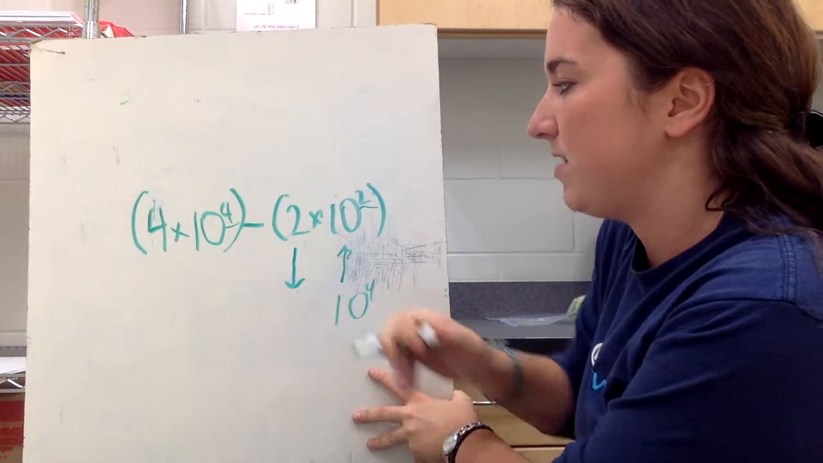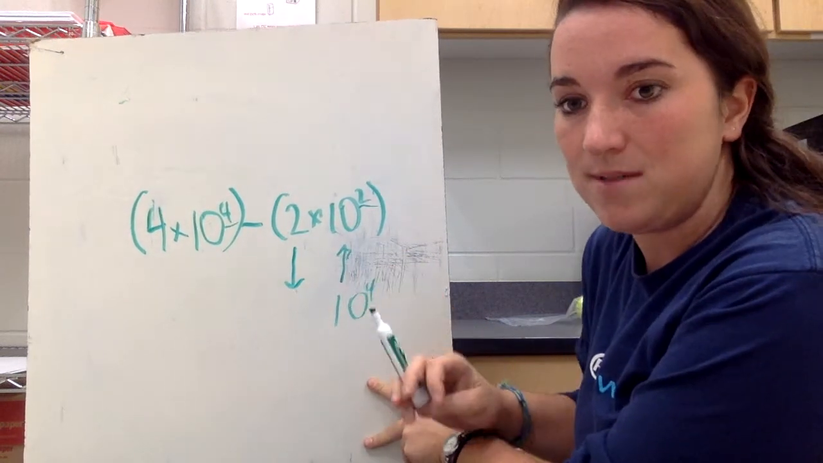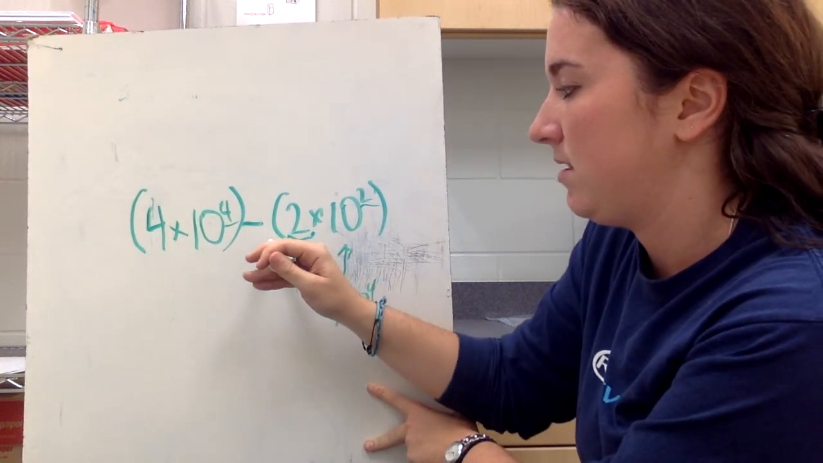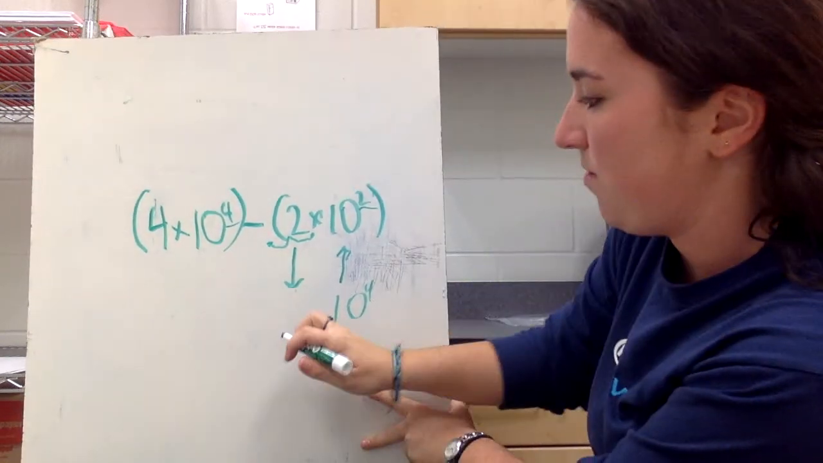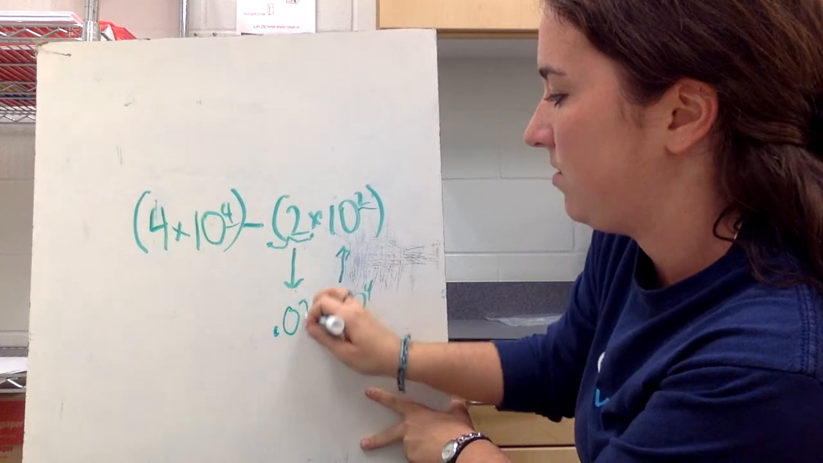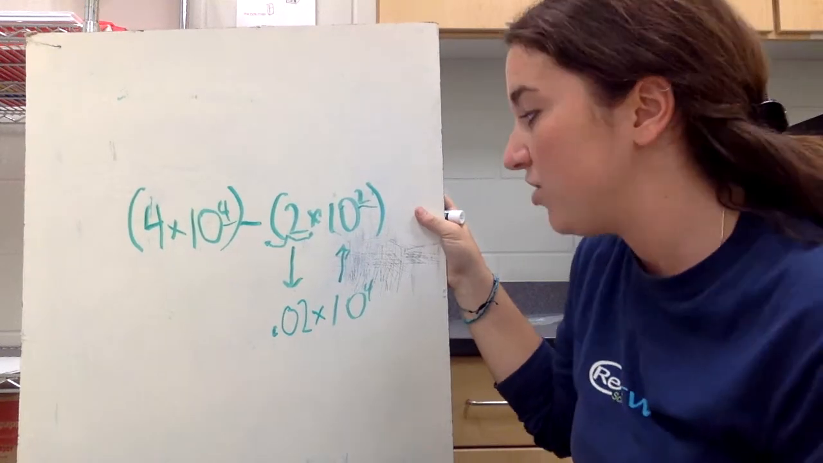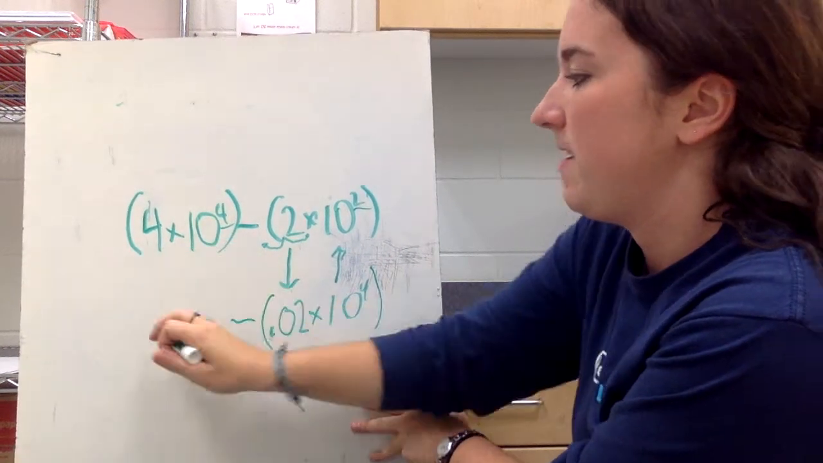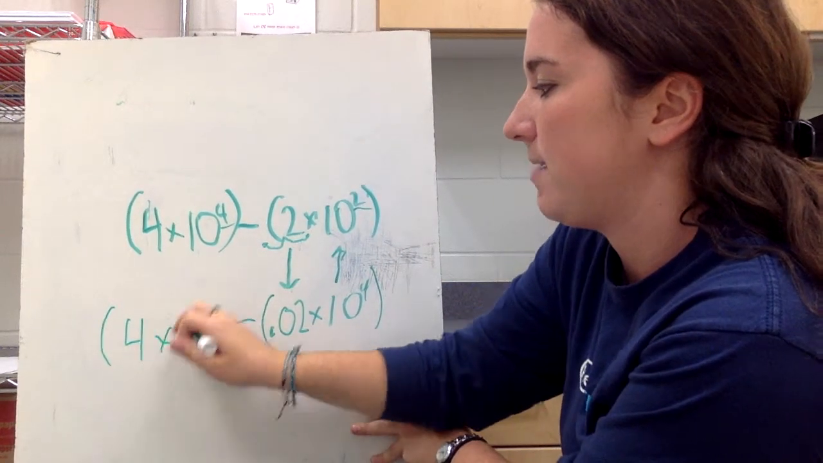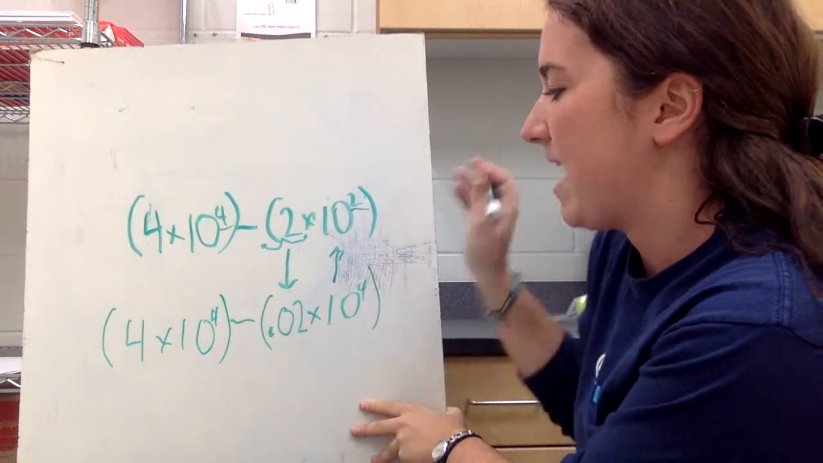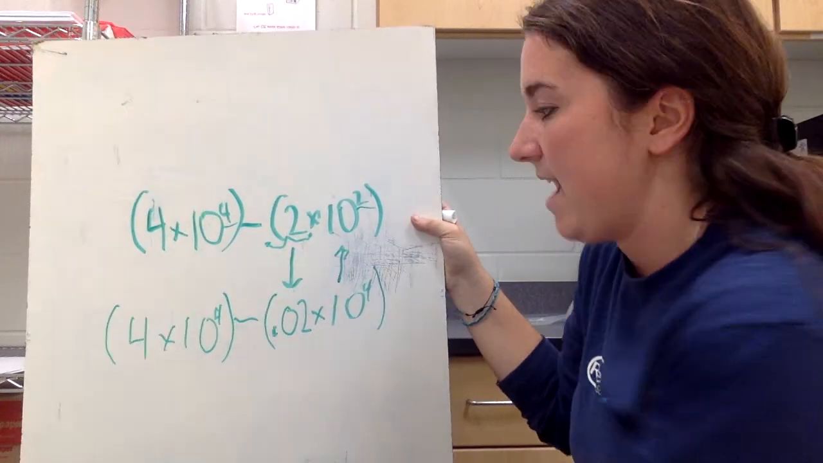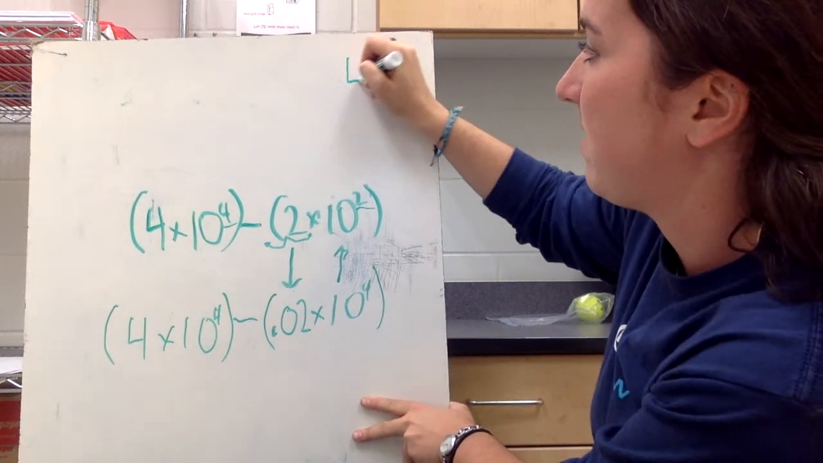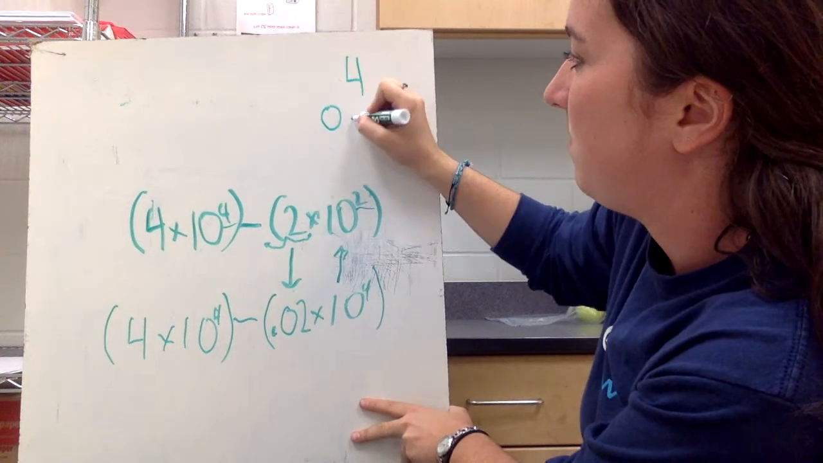So I need to divide this one by 100, which I can do by moving the decimal how many times? 2 times. So this becomes 0.02. So now I have 2 hundredths times 10 to the 4th. This one will stay the same, so it's 4 times 10 to the 4th. Now that my exponents are the same, what can I do? I can subtract my front numbers. 4 minus 0.2.